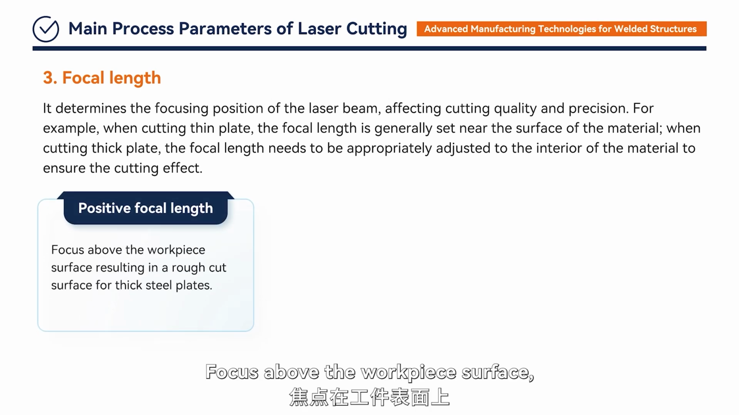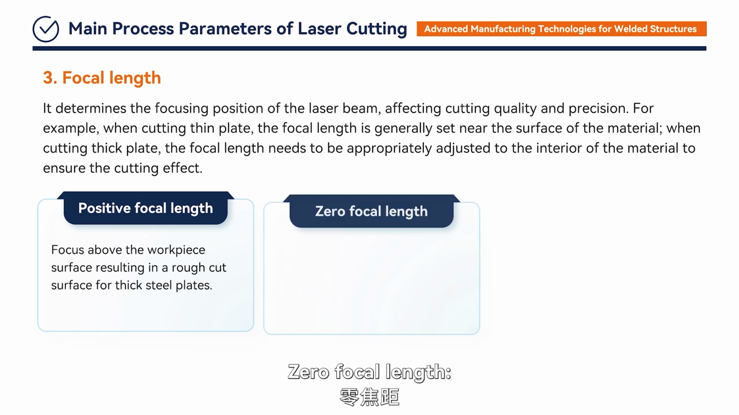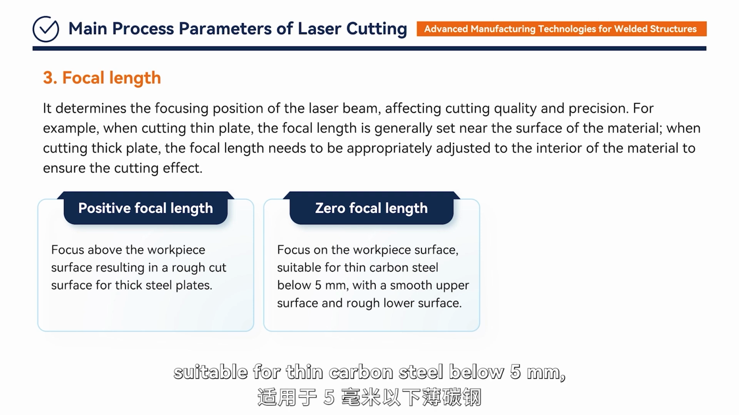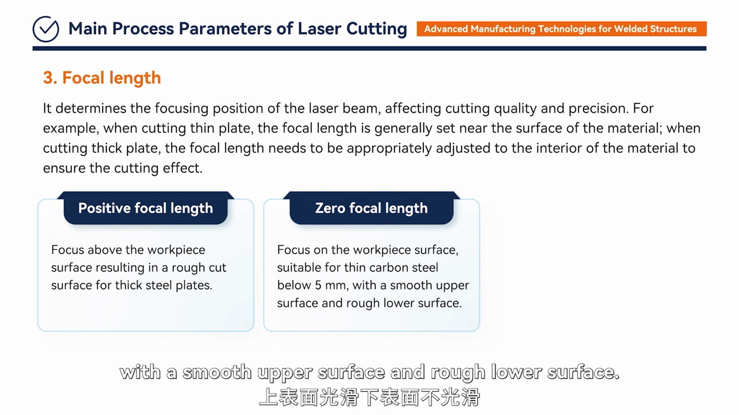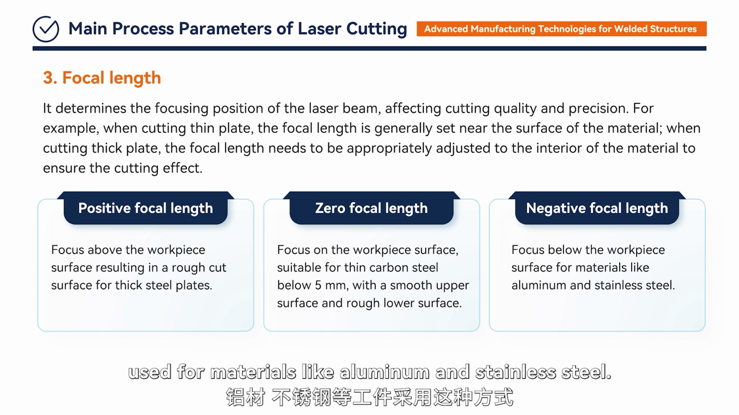Positive focal length. Focus above the workpiece surface, resulting in a rough cut surface for thick steel plates. Zero focal length. Focus on the workpiece surface, suitable for thin carbon steel below 5 millimeters, with a smooth upper surface and rough lower surface. Negative focal length. Focus below the workpiece surface, used for materials like aluminum and stainless steel.